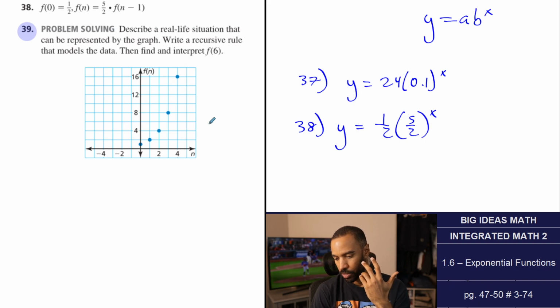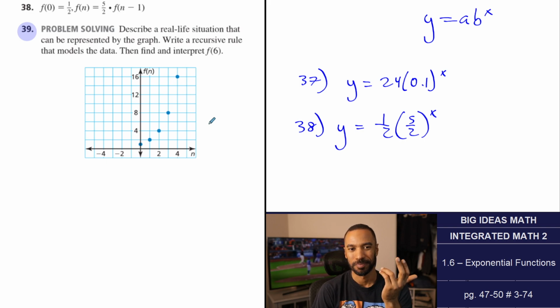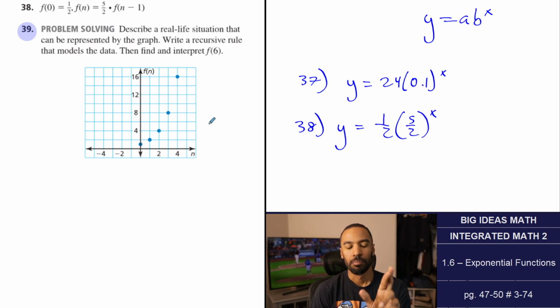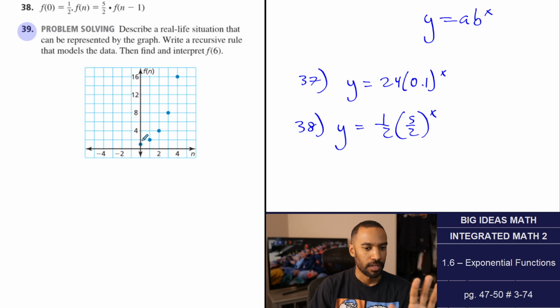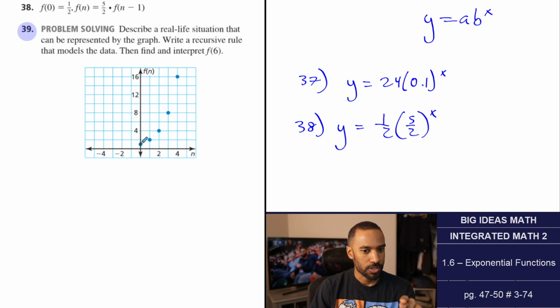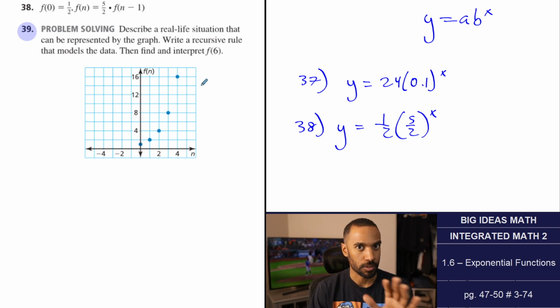Before I do it, let's explain what's happening. These are scaled by 2s. So it looks like this is 2 and this is 1. This is 1, 2, 4, 8, 16. So your amount is doubling each time. So, okay, just make sure you know.